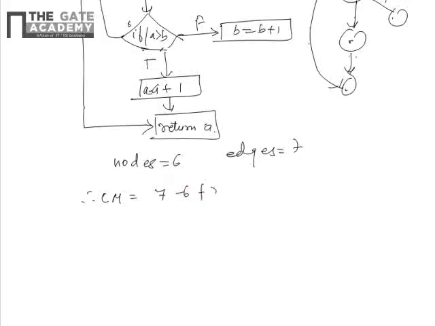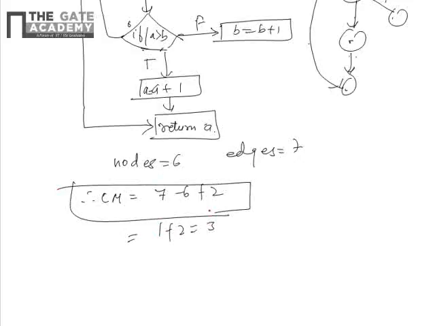7 minus 6 plus 2. This is the formula: number of edges minus number of nodes plus 2. So it is 1 plus 2, which is equal to 3. Now another method, the simple method, since this was the long method.